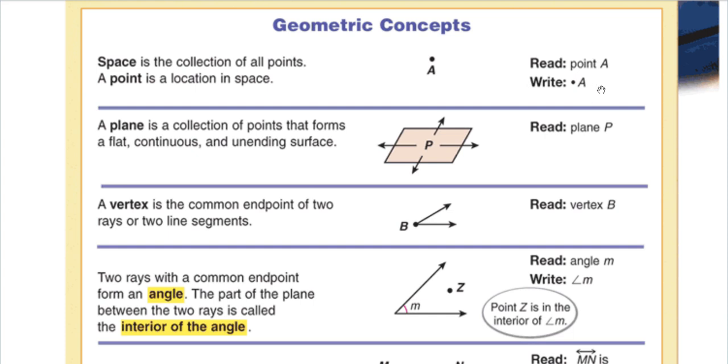When we write it, it is internationally universal: a small dot, and then we label it with the letter A. Then we move to the second concept, which is a plane. A plane in geography is translated into plains, right? A big plain. But in mathematics, a plane is a collection of points that forms a flat, continuous, and unending surface. Pay attention to the three adjectives describing the definition here.